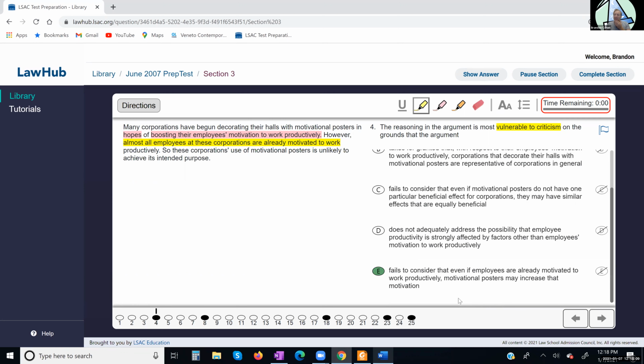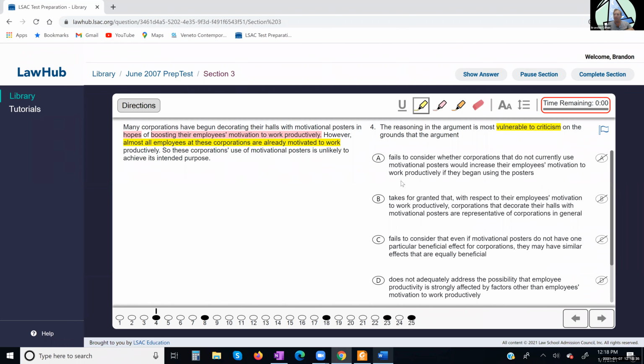So the correct answer is going to be E, where it fails to consider that. Now, remember that triggers an overlooked option. So we want to accept the yellow and ask if it would weaken. So even if employees are already motivated, motivational posters may increase that motivation. That would be a huge problem for saying that they're not going to boost motivation. This directly attacks that conclusion, and so it makes it the correct answer.